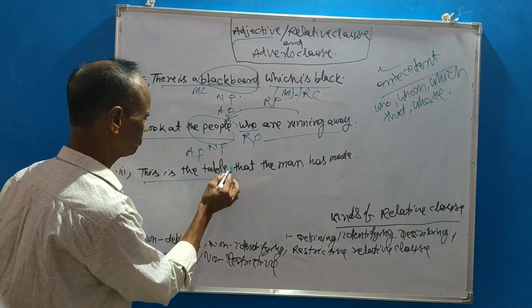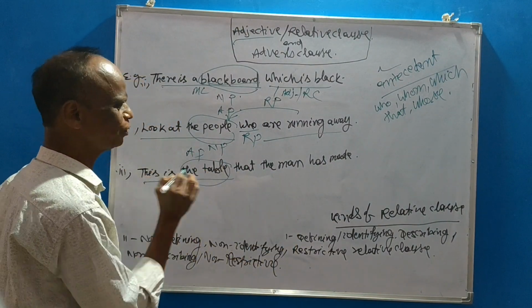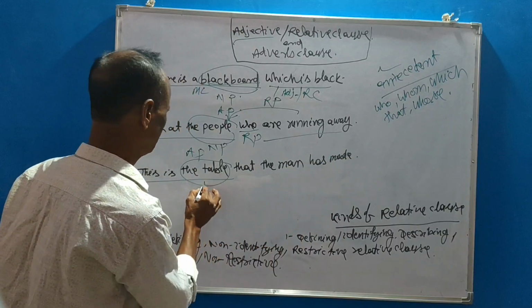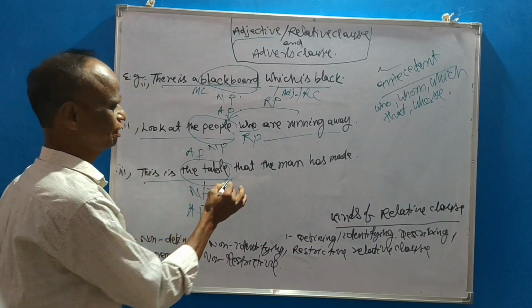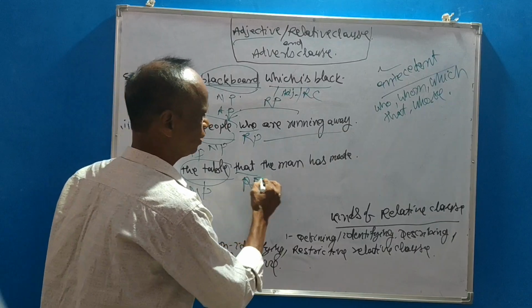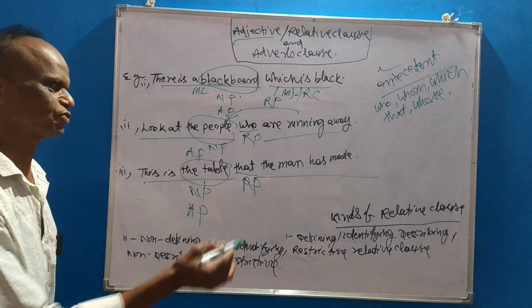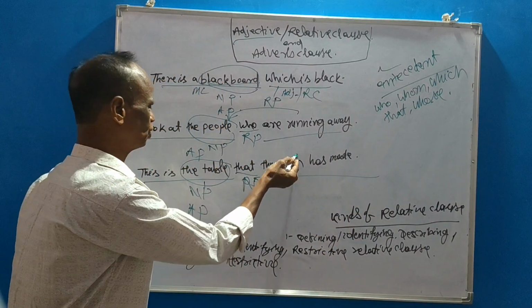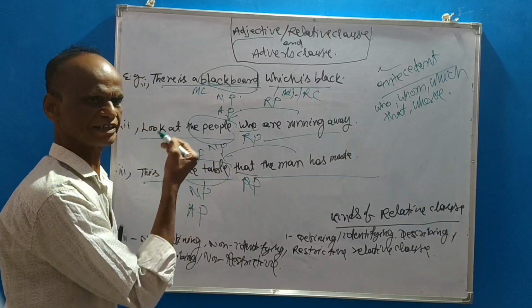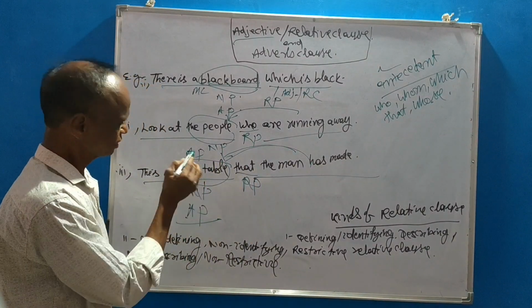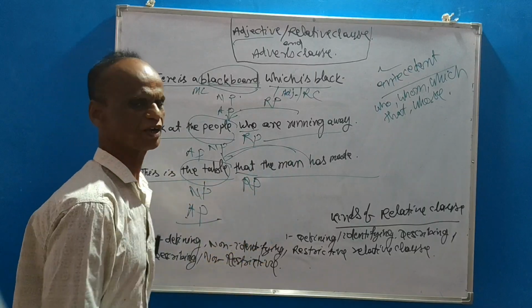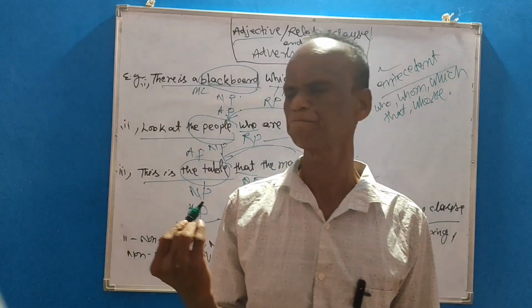Another example, this is the table that man has made. Noun phrase and antecedent part, relative pronoun, and that is the relative clause or say an adjective clause. It modifies the noun phrase, that is adjective clause. It modifies the antecedent part, that is the noun phrase, which is known as relative clause. Am I clear?